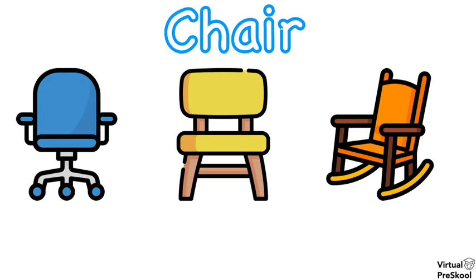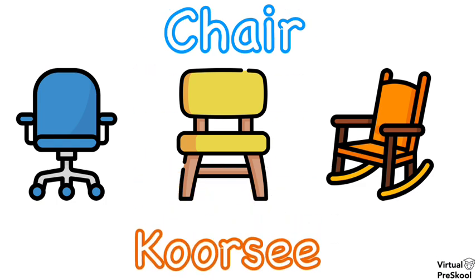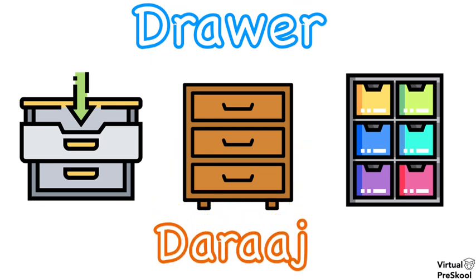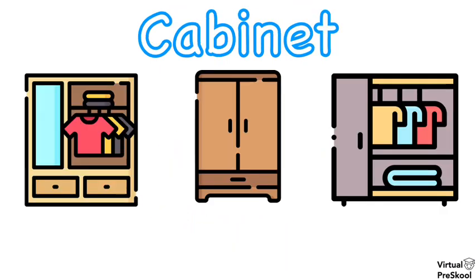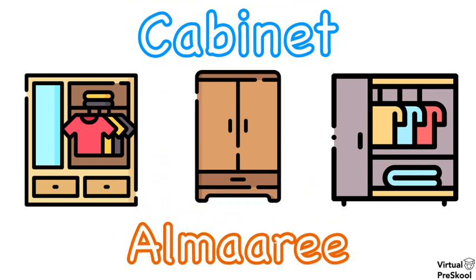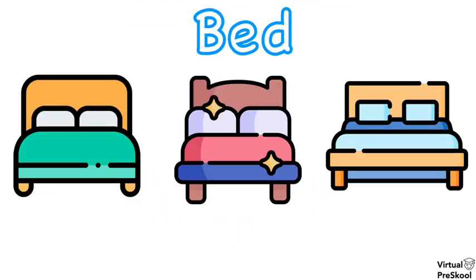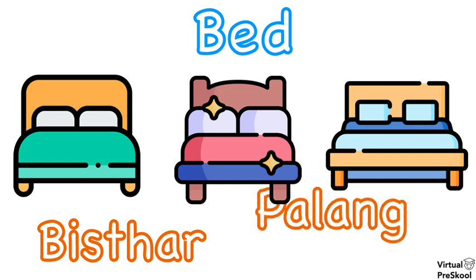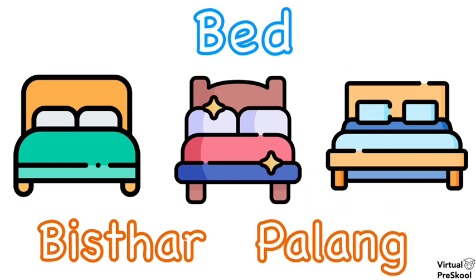All right, what do we call a chair in Hindi? Kursi. A drawer? Daraj. Cabinet. Almari. Bed. Bistar. Now there's a second word too. Palang. Both of these words are used interchangeably, okay?